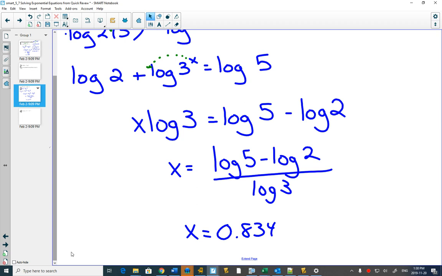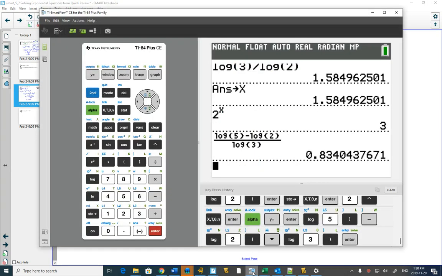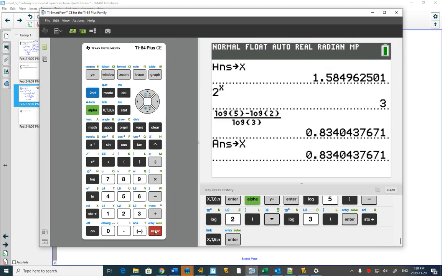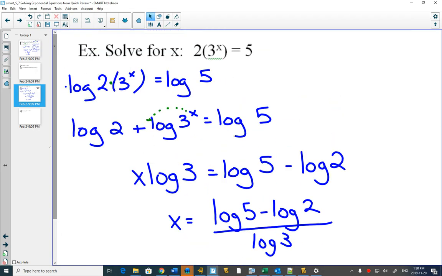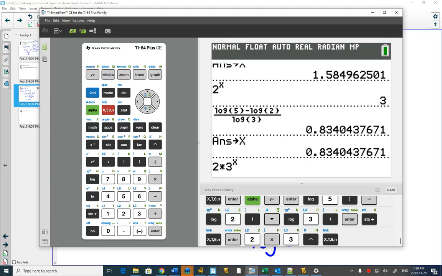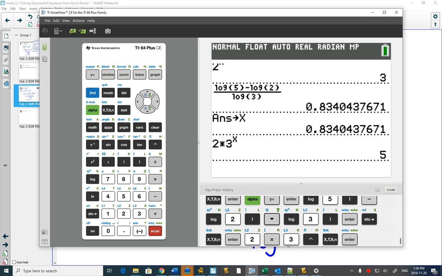Again, whenever you get an answer with a log question, you're going to want to check, did I get it right? So I'm going to store this as x. My original equation was 2 times 3 to the x. So I'm going to check, what is 2 times 3 to the x? If it's equal to 5, we're good. If not, we have to start over. Got a little cold sweat there, nervousness, but it worked out again.